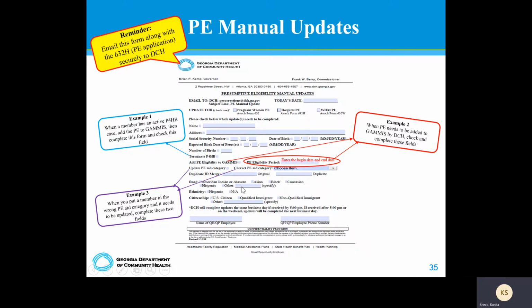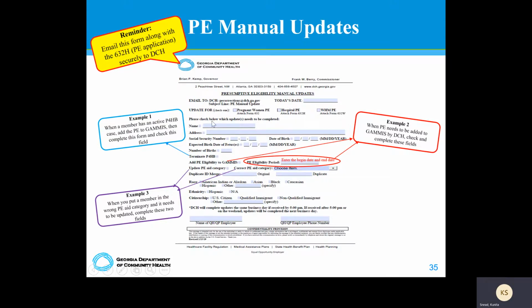Once you have this form completed like it's supposed to be completed, you're going to be emailing it to the PE Corrections email address, and it's listed on this form. The subject line, you're just going to put PE manual update, and then it's going to ask you to check one of these boxes, either pregnant women PE, hospital PE, or WHM, which is women's health PE. You're going to always check the middle one that says hospital PE because that's what you're doing. You're doing the hospital PE program, so you're going to always check that middle box. Even if you're completing this form for a pregnant woman, you will not check the first box. You will always check the second box. The first box and the last box are really for health departments. But you will always check this middle box.